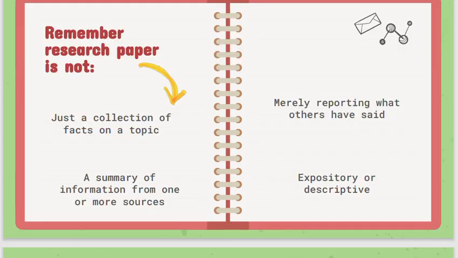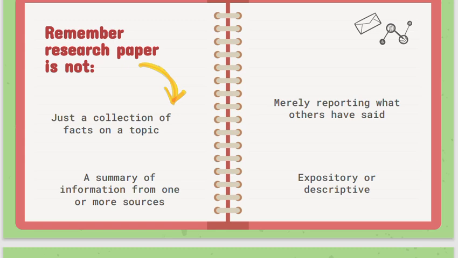Now remember these four things about a research paper, which are very important. Number one, a research paper is not just a collection of facts on the topic. Because a research paper is usually considered to be a critical analysis that synthesizes information, presenting a well-supported argument.